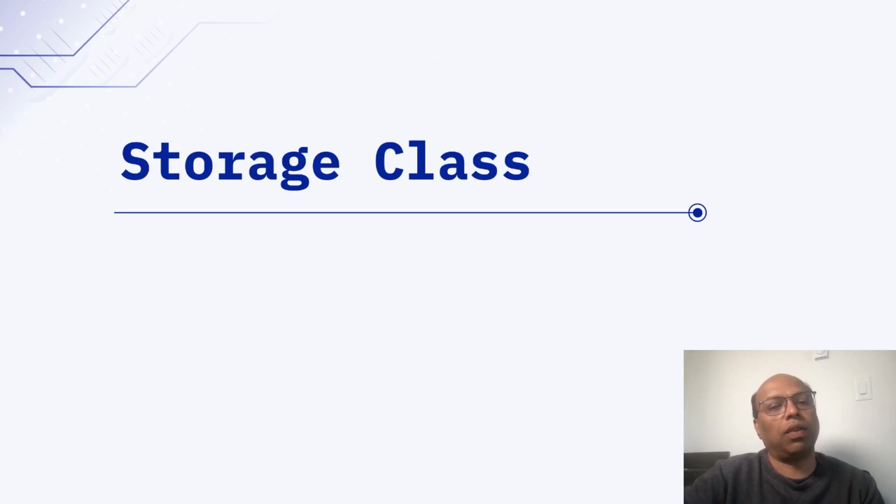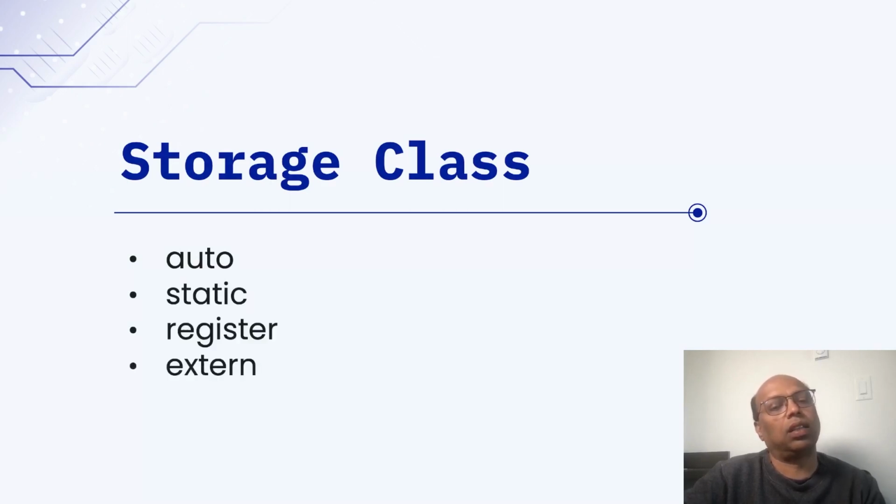The first is we have something called auto. Then we have something called static. Then we have register and we have extern. These are the four storage classes we will be studying and will be using in our program. Let's go and learn through a problem.